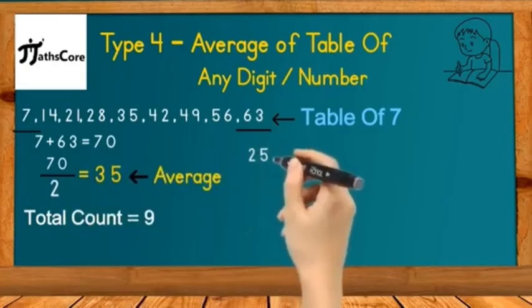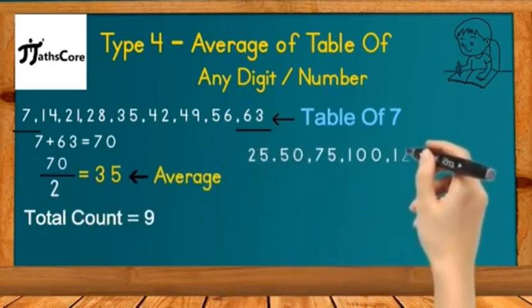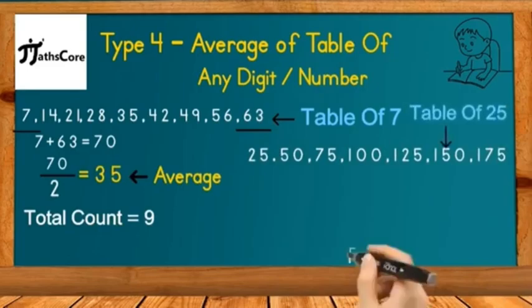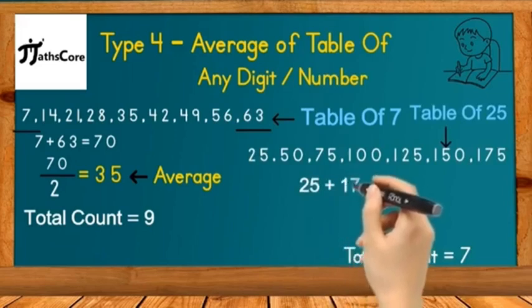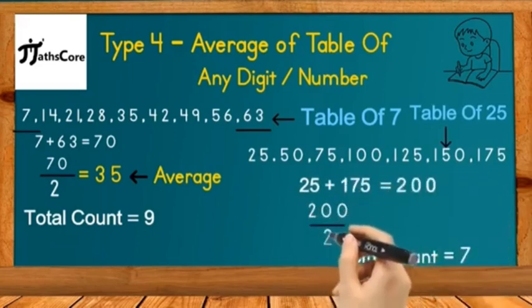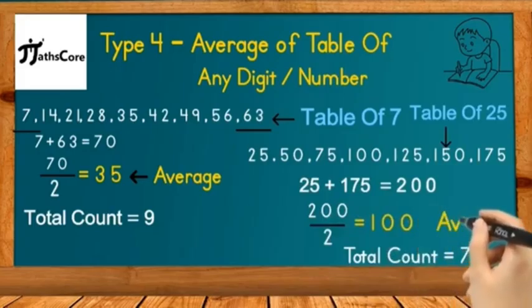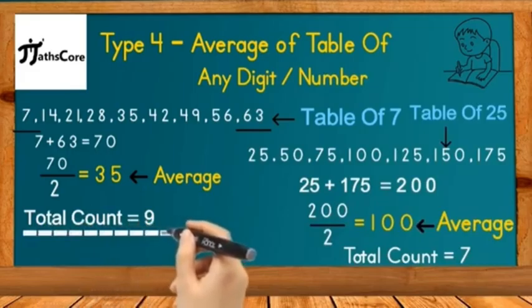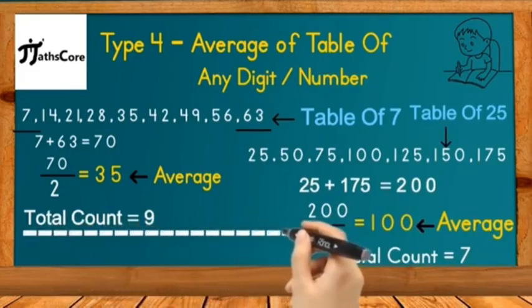Second example is 25, 50, 75, 100, 125, 150, 175. According to the Vedic math concept, we need to add first and last number together. 25 plus 175 is equal to 200, and now divide this 200 by 2. 200 divided by 2 is equal to 100, which is average of all these 7 numbers. So in this way, you can find out average of all these 4 types of number.